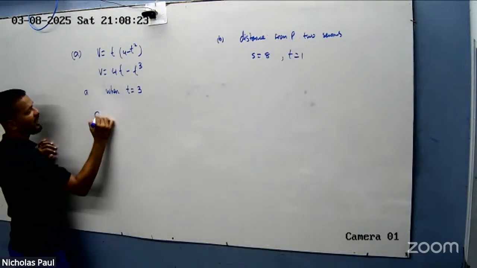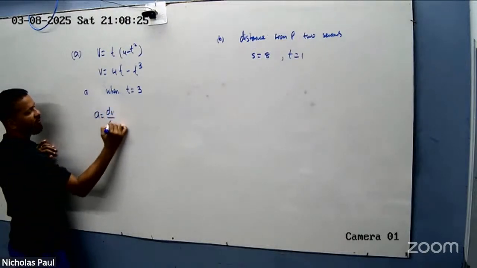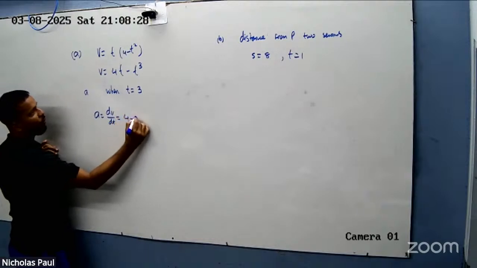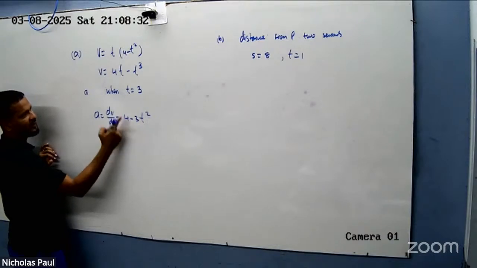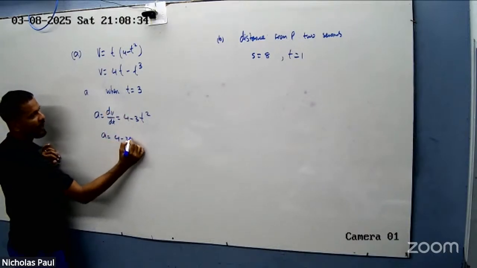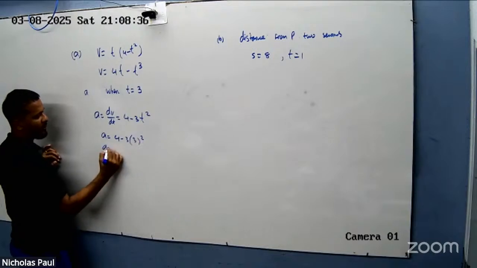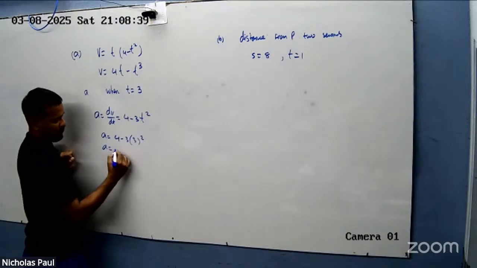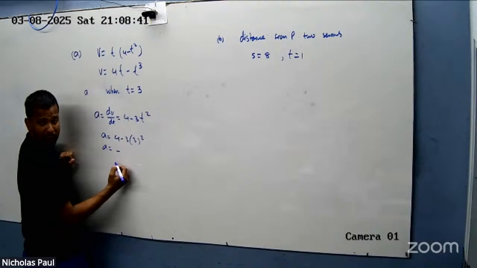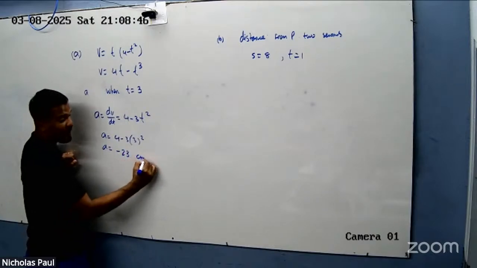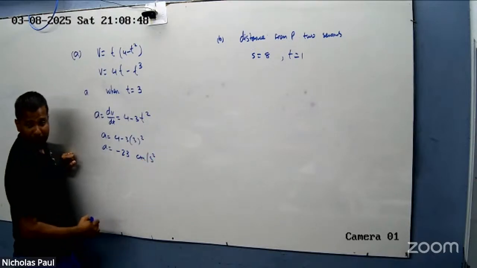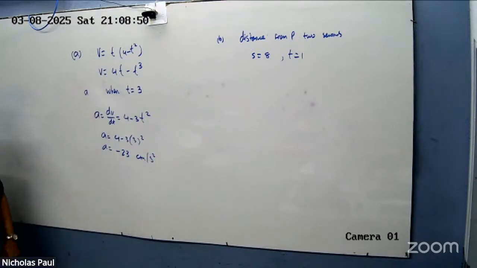So acceleration is the differentiation of velocity. So that'll be 4 minus 3t squared. To get the acceleration when t is 3, it's 4 minus 3 times 3 squared. So that's what? Minus something. So negative 23, right? Centimeters per second squared. You okay with that? Yeah, everybody okay with that?